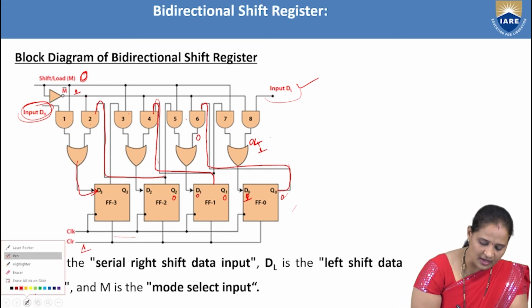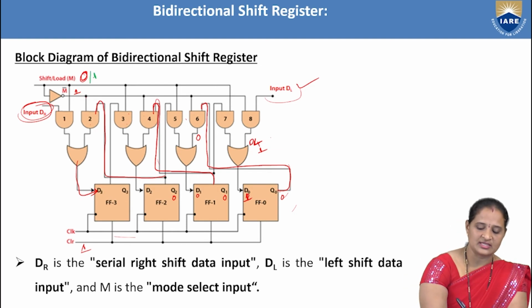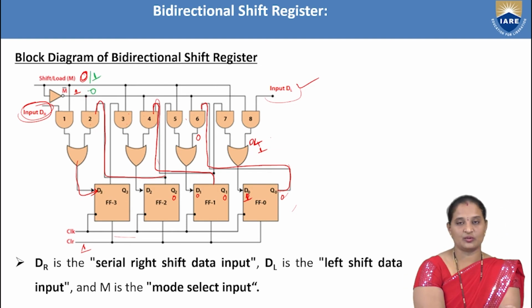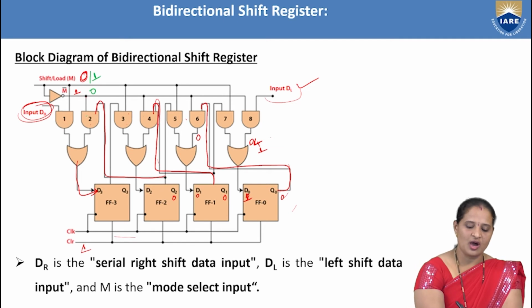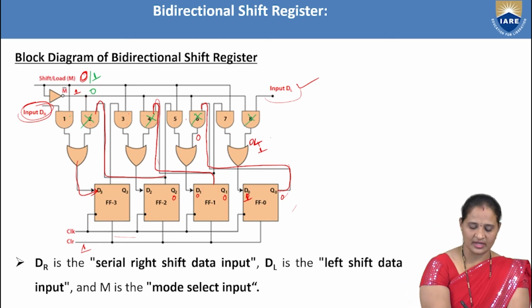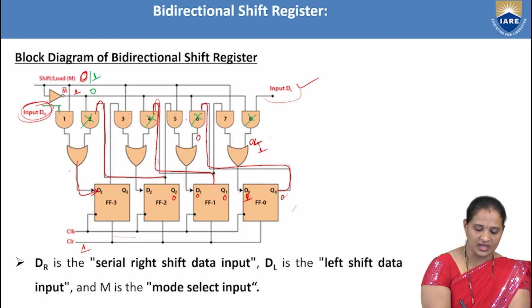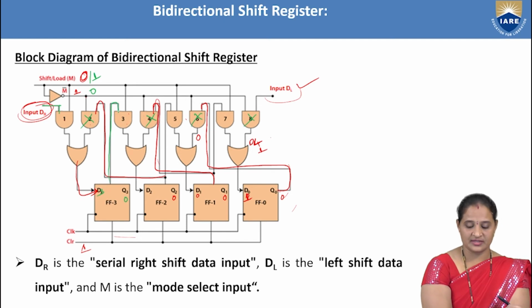Now let us consider, I will just indicate that one with green color. So now let us consider this as 1. Now this will be 0. If this is 0, now all the even numbered gates are disabled and odd numbered gates are enabled. Okay, so as odd numbered gates are enabled, now I am applying DR here. So now DR will be pushed into D3. So whatever the data that is 0 here, now the data is pushed to the next flip-flop.